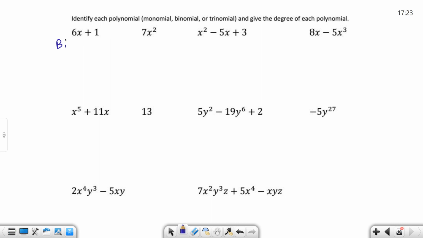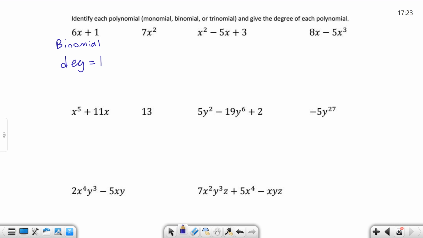Well, it's 2, so this is a binomial. What's the degree? Well, the degree of this term is 1, and what's the degree of this one? If it's just a constant, the degree is 0. There's no variable there. X to the 0 is 1. So if you don't see an x, then that degree is 0. It's to the 0 power. So the degree of this entire polynomial is 1.